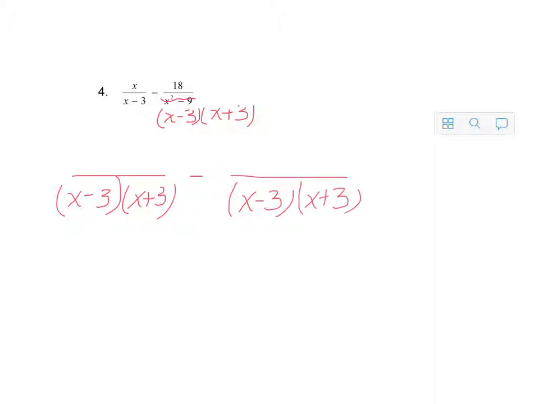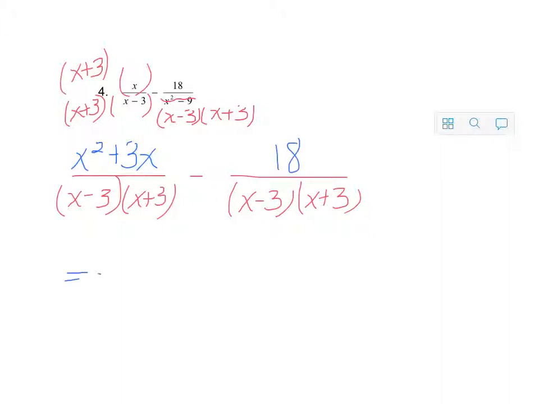Now, what did I give the first fraction to make it look like this new denominator? You're right, I multiplied the bottom by x plus 3. So I have to multiply the whole top by x plus 3, which is going to give me, with distributive property, x squared plus 3x. You actually have to multiply it out, okay? What did I give the second fraction to make it look like this? Nothing. It stayed exactly the same, so the numerator is going to stay exactly the same. All right, I've got a common denominator, so I'm going to bring it over.